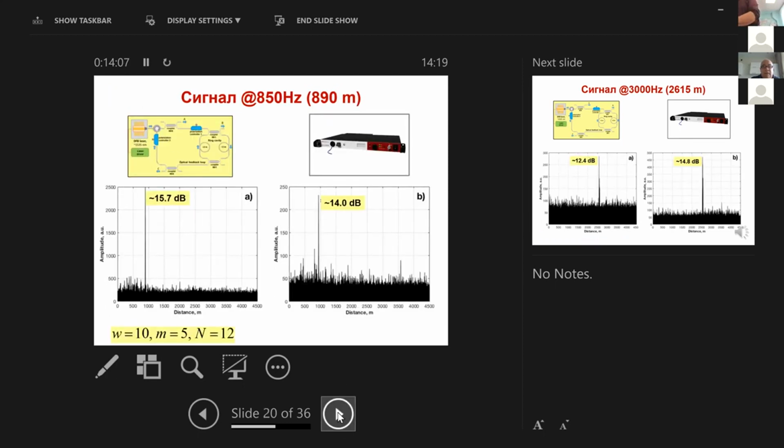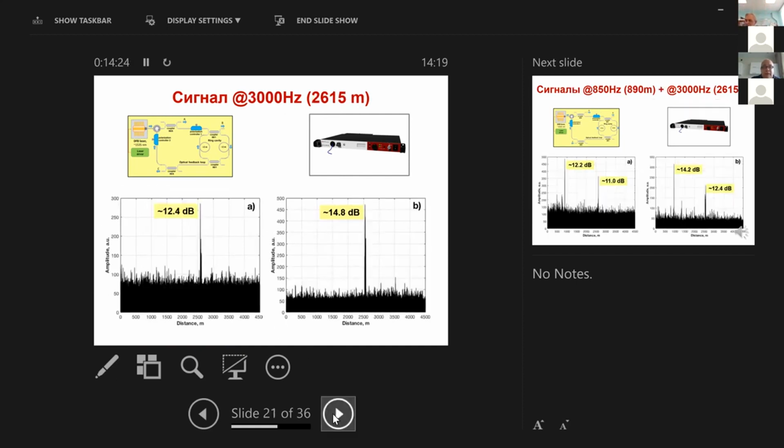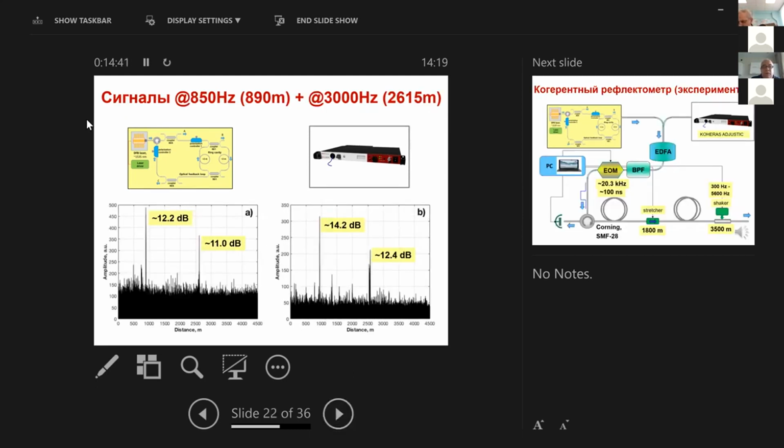This compares the signal obtained at a frequency of 850 Hz at the point 890 meters for our laser and the commercial laser. You can see that in this case, our laser works better than the commercial laser. And here the same, but for another point, 3 kilohertz at 2.5 kilometers. You can see that our laser works a little bit worse than the commercial laser, but the difference is not so significant. The next point is where both signals are applied simultaneously, and again you can see the comparison.